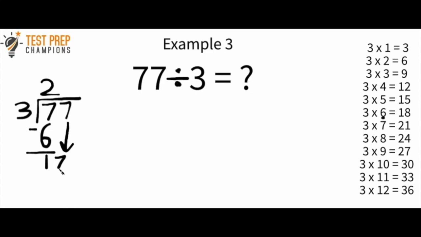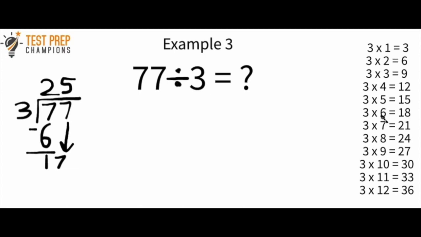Now the next question I want to ask myself is, how many times does 3 go into 17? And the answer here is 5. Now how do we know that? Well, again, if we look at our 3's times tables, we know that 3 times 5 is going to be 15. 15 is a number that's close to 17, but it's not over 17. It's a little less than 17.